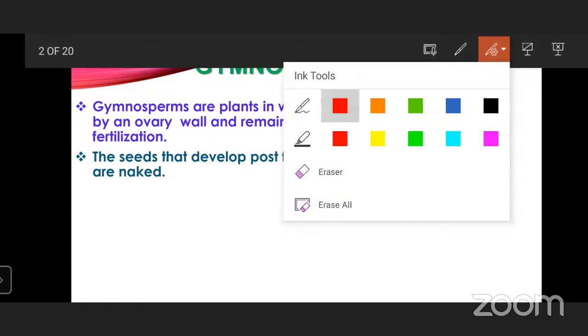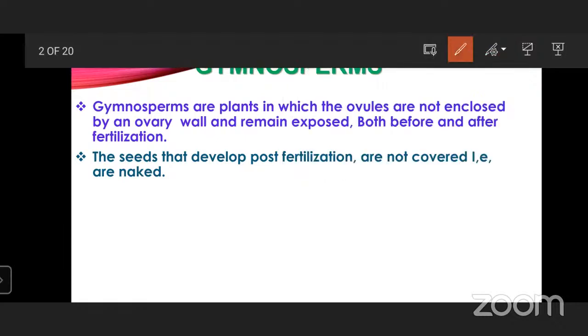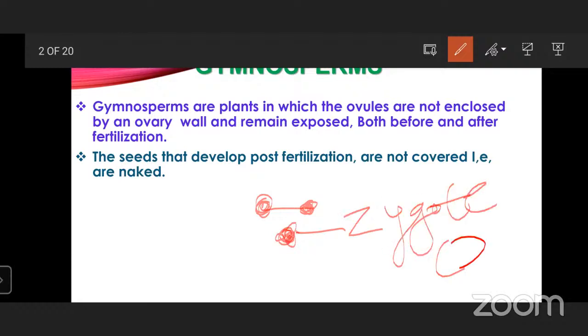So when we observe, this is the haploid male gamete and this is the haploid female gamete. At the time of fertilization, both are fused together. It results in the formation of a diploid zygote. This zygote is diploid, meaning two sets of chromosomes are present in the nucleus, and this zygote develops into an embryo.